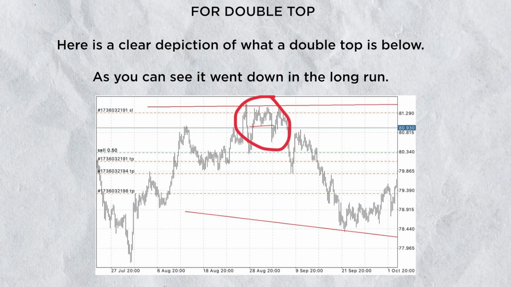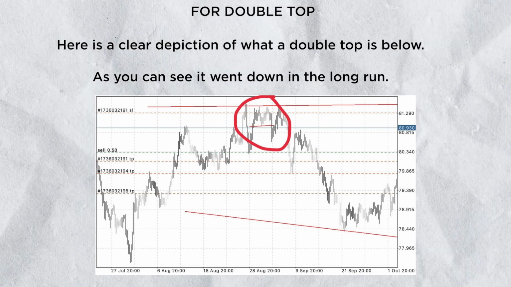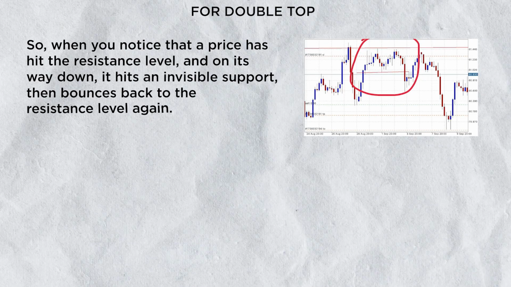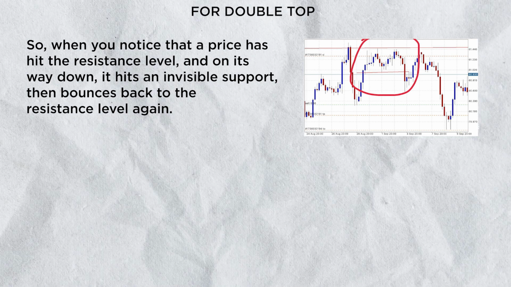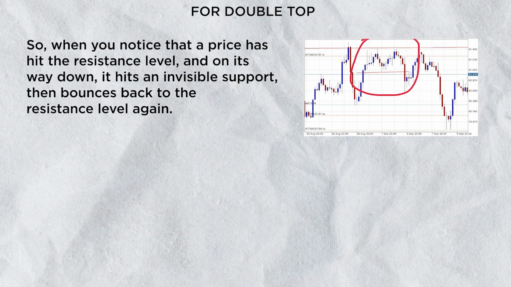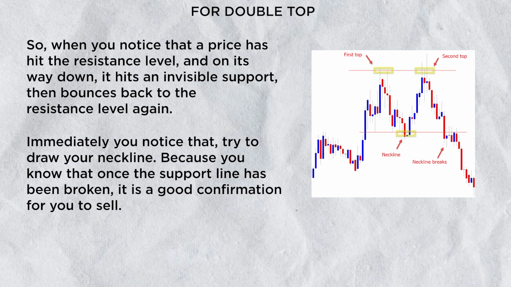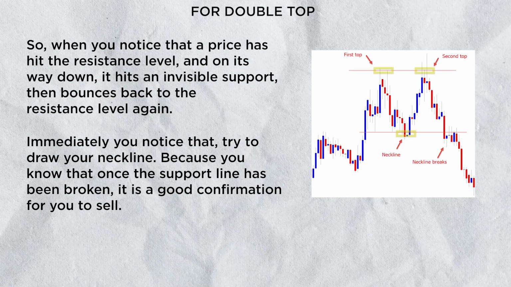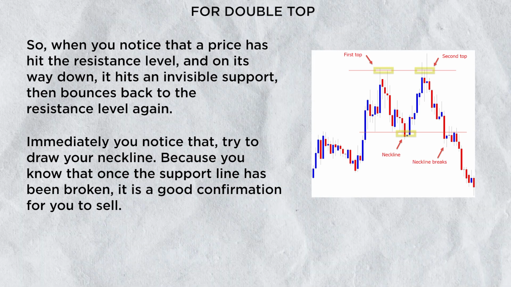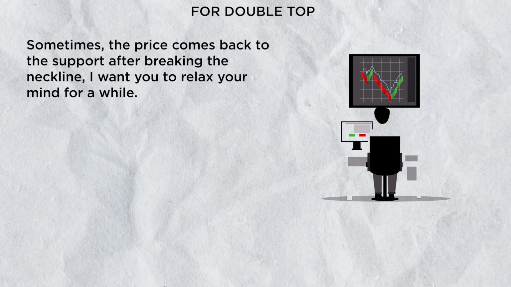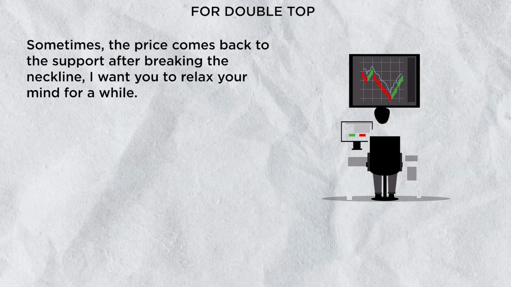Here is a clear depiction of what a double top is below. As you can see, it went down in the long run. So when you notice that a price has hit the resistance level, and on its way down it hits an invisible support, then bounces back to the resistance level again, immediately you notice that, try to draw your neckline, because you know that once the support line has been broken, it is a good confirmation for you to sell. Sometimes the price comes back to the support after breaking the neckline.